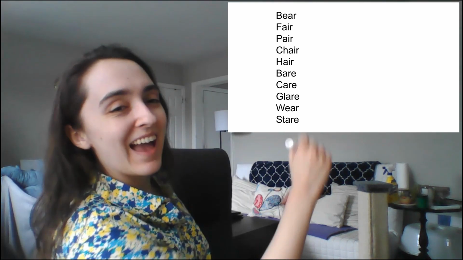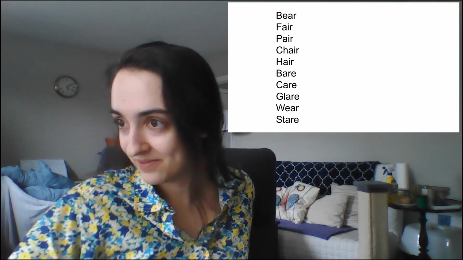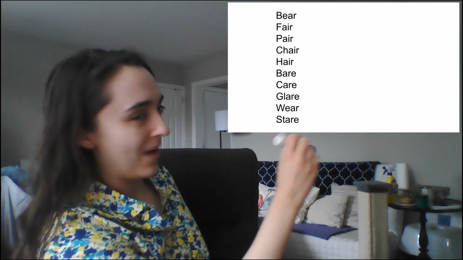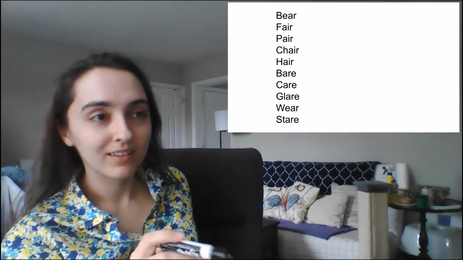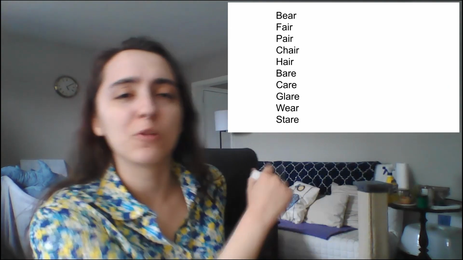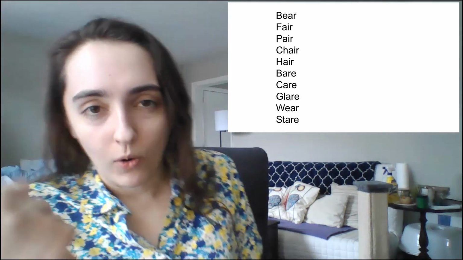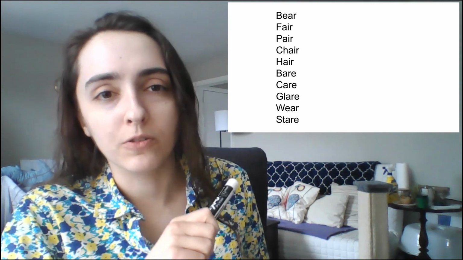Good, getting that GL digraph in there. Glare. Where. Let's do 1 more. Stare. Good, we've got a nice robust list of words here. But A is not the only letter that gets controlled by R.